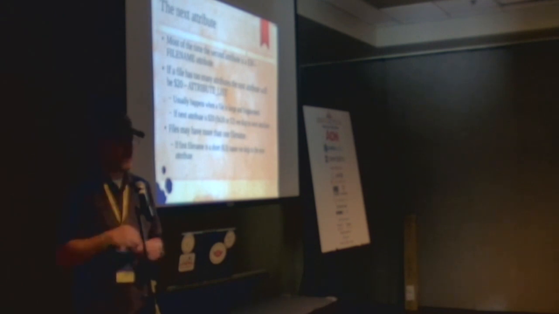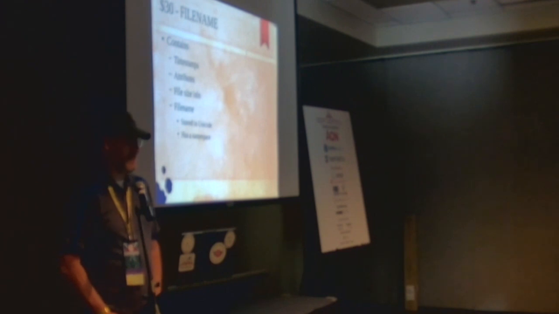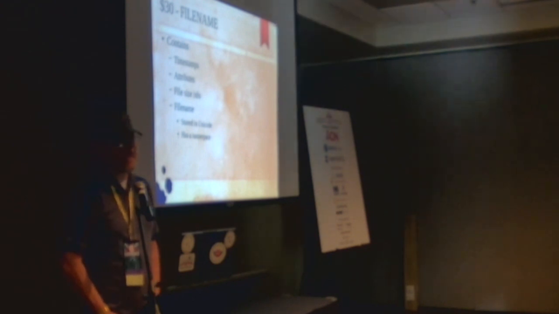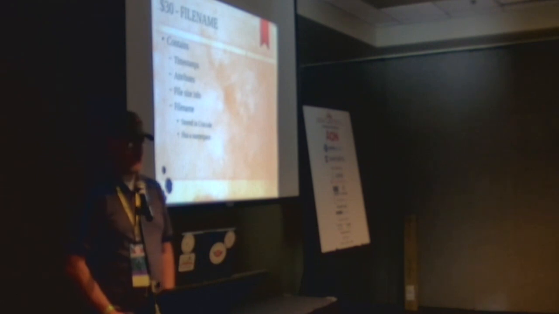And we'll talk more about that in just a second. So what's in this file name attribute? Well, it has those same four timestamps. It has a couple of attributes, the file size information, what's the size on disk, what's the actual size of the file, what's its name. The name is stored in Unicode, and it also contains something called a namespace.